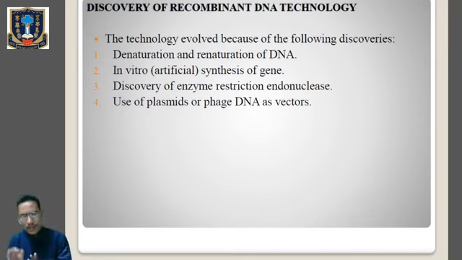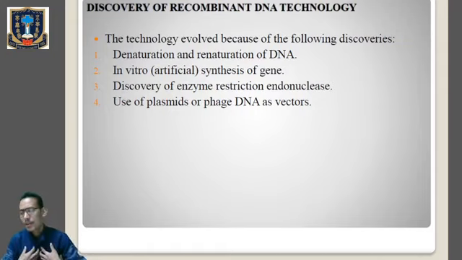So what does denaturation of DNA mean? Listen very carefully. Denaturation means that under laboratory conditions, when we heat the DNA up to 90 to 100 degrees Celsius, the bonds between the nitrogenous bases of the DNA break up, and the double-stranded DNA forms single-stranded DNA. Whenever double-stranded DNA separates and forms single strands, that is called denaturation.